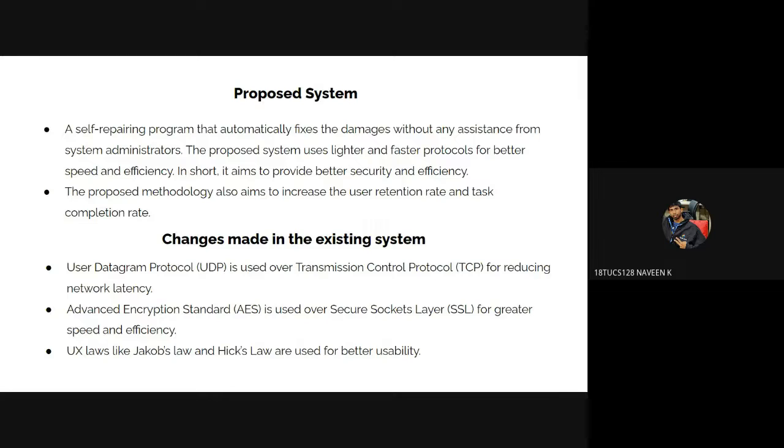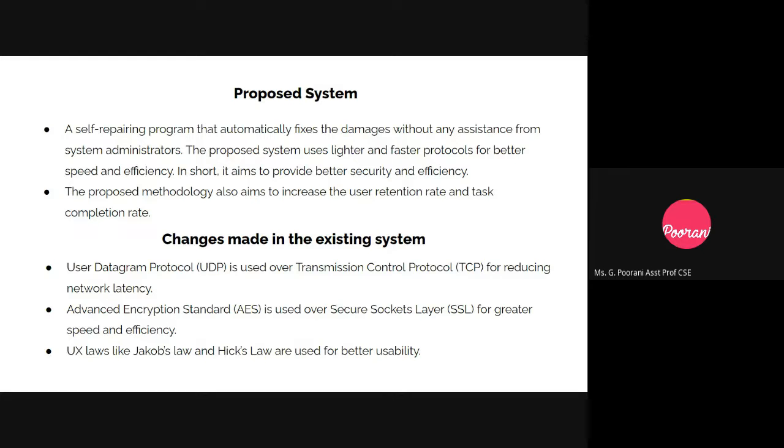This methodology also aims to increase the user retention rate and task completion rate for any new technology websites. The changes we have made are that we have used user datagram protocol, UDP, over TCP, and we have used advanced encryption standard AES 512, where blockchain uses SHA 256.